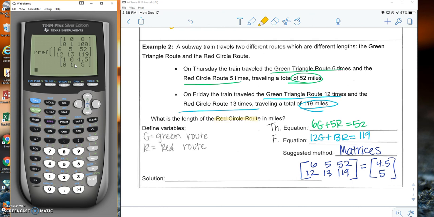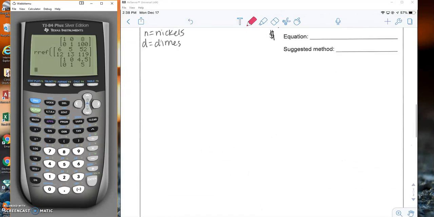Now the question specifically asked for the red circle. The red was the second set of numbers that I put in. So red is going to be the second answer that pops out. So 5 miles for red. So make sure you are specifically watching to answer the question that they have asked. 4.5, 5, that is not the question because they did not ask for the solution. They asked for the red circle route.